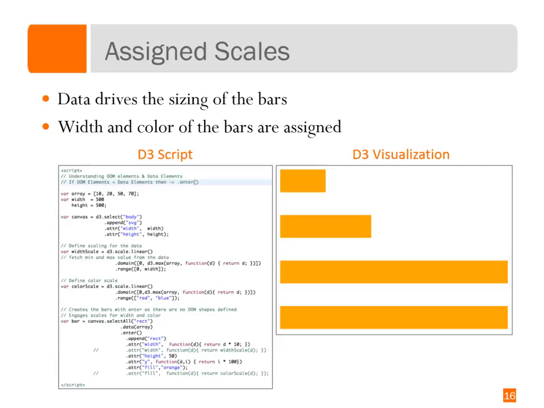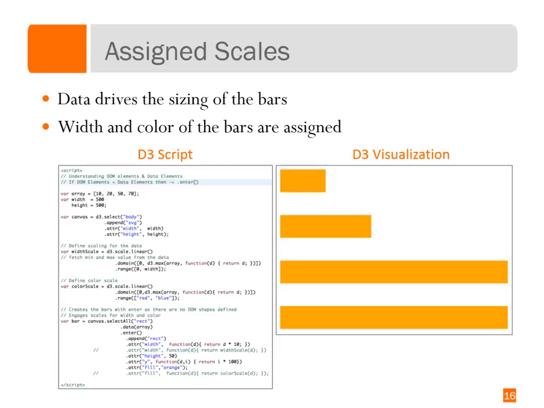Because we can change the size of our window, of our browser window, as well as change our devices, and the visualization will completely rescale itself to whatever size that is, and it does it very efficiently, and that's one of the strengths of D3. So we're going to talk about how that works. So as we've discussed before, our data drives the sizing of the bars.